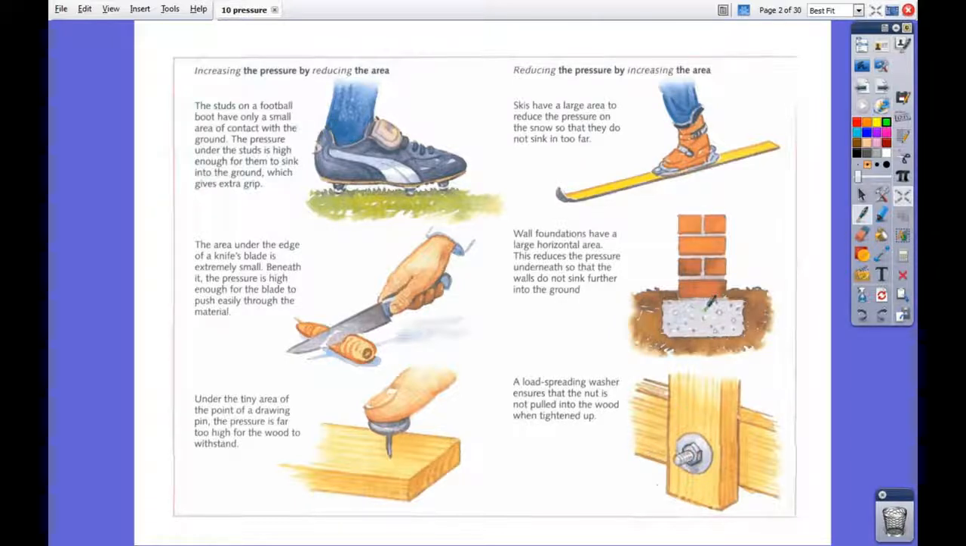Another one is the base of the building, which is designed as a wide base, so it will have smaller pressure and the building does not sink. And then the last one, a load spreading washer, or we can call it a ring, is used here. So when this nut is tightened, it will not break the wood, as this ring will spread the pressure evenly through all the area. By these examples, we now define the pressure.